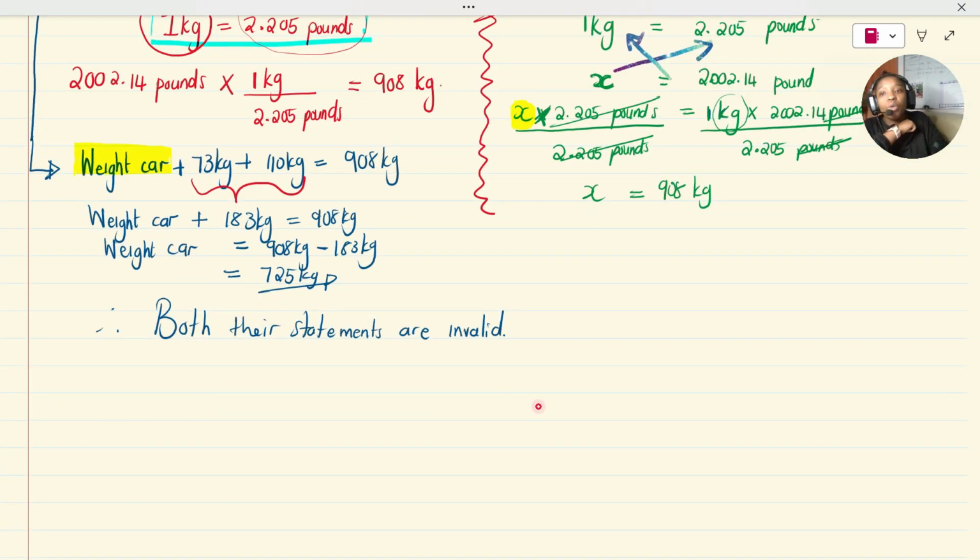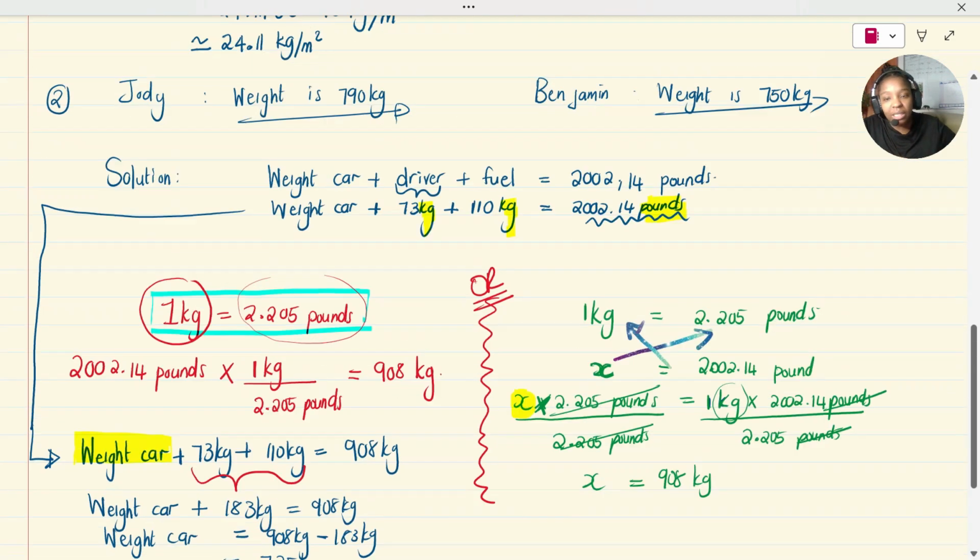And then from there, we just want to solve for the weight of the car. We want the weight of the car to be on its own on the left hand side. So from there, we're just using our mathematical operations, right? Simplifying the left hand side, right? Then taking that value that we get to the right hand side and solving for the weight of the car. So we found that the weight of the car is actually equal to 725 kilograms. Okay, meaning that both Jody and Benjamin's statements were invalid.